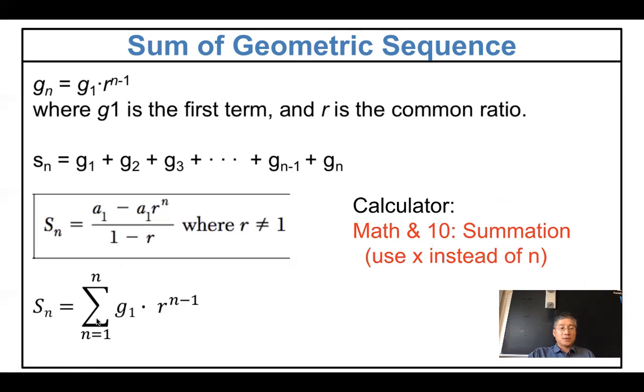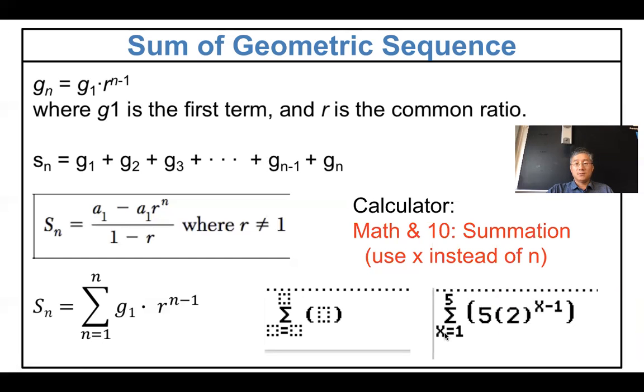So how do we use the calculator? In the calculator, you are going to use the math button and then 10, which is summation. You are going to use x instead of n, right? So you will see a symbol like this in the calculator. Then you need to put x equal to 1 through how many terms, and the formula here.